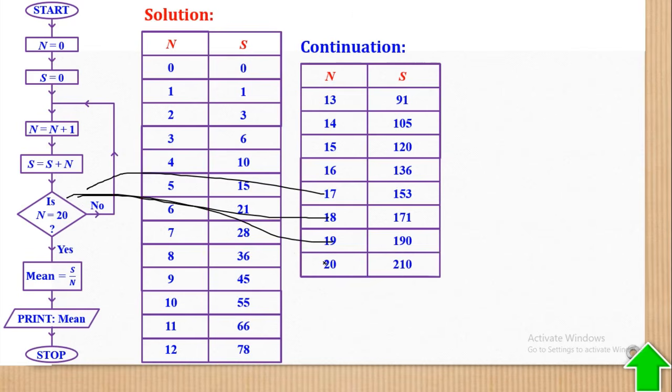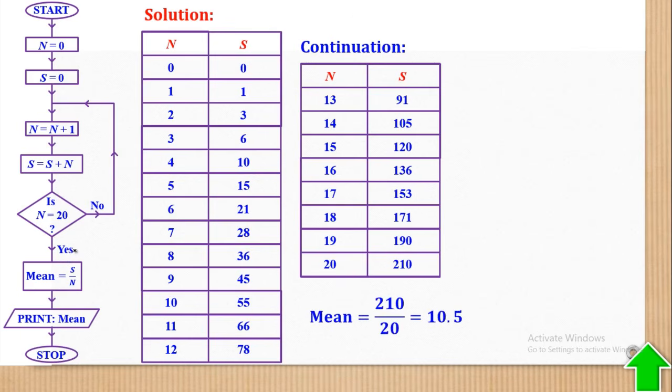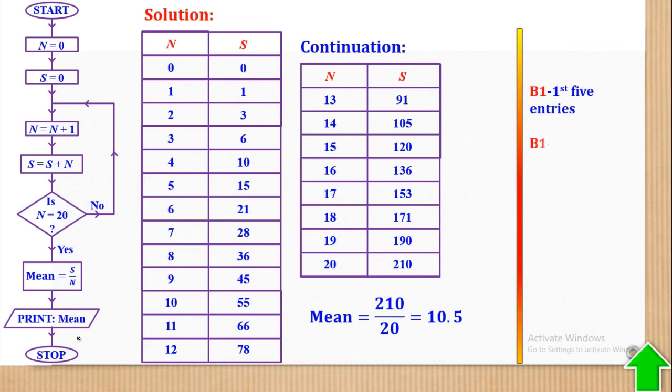So this one gives you a decision of yes. So yes, you go and calculate your mean. So you'll come and say that mean is equal to that. Then from there, you can now print and stop. So basically, that is what they wanted.